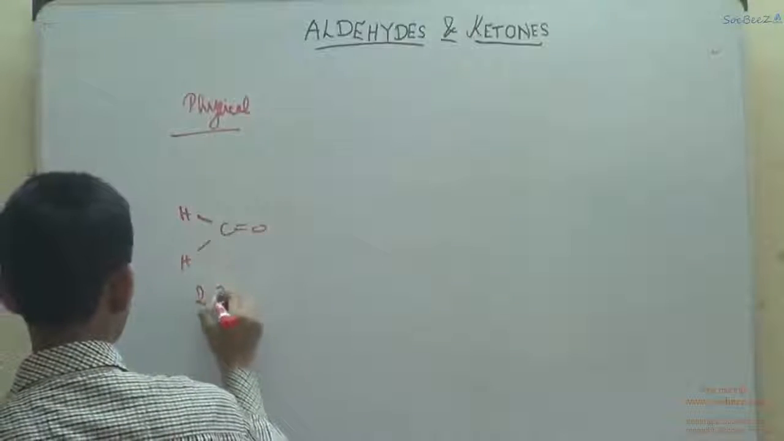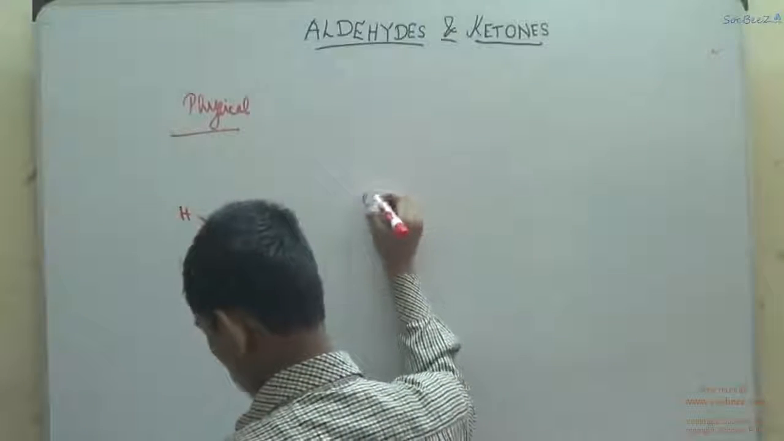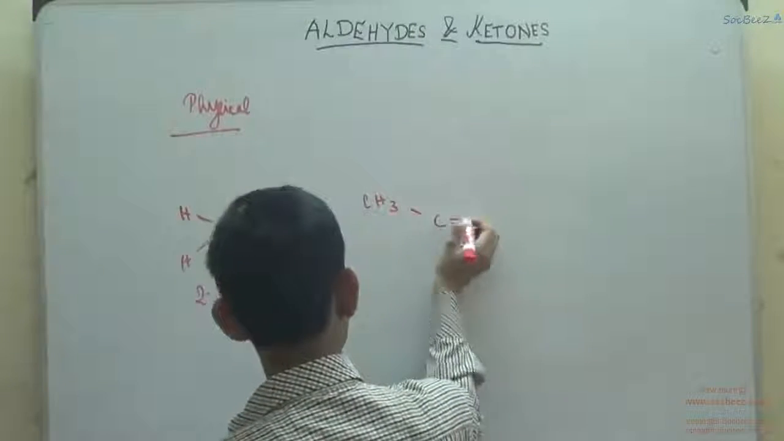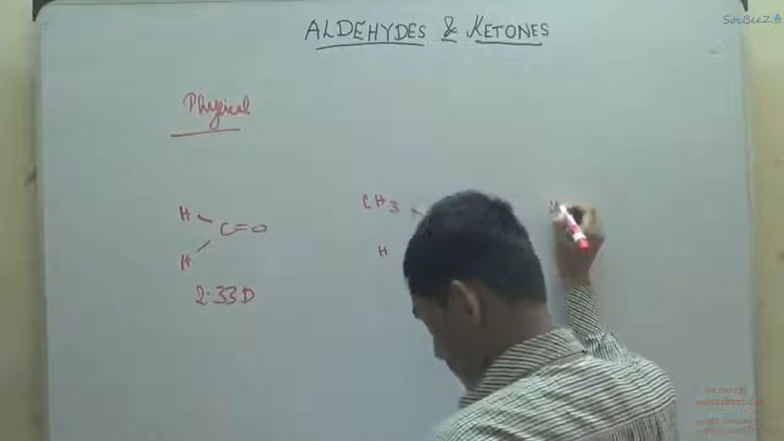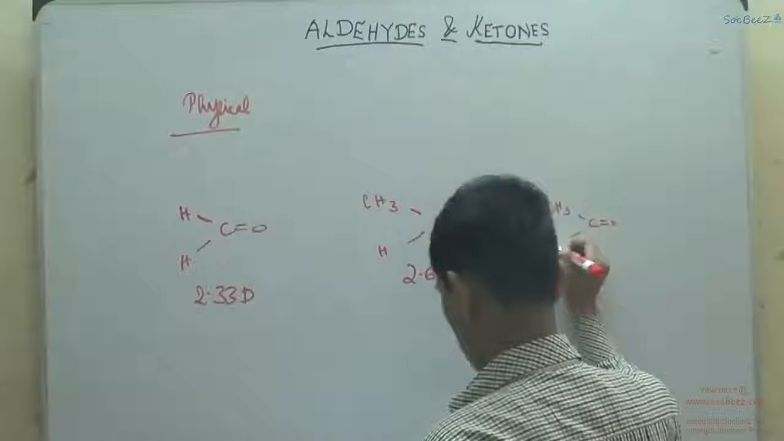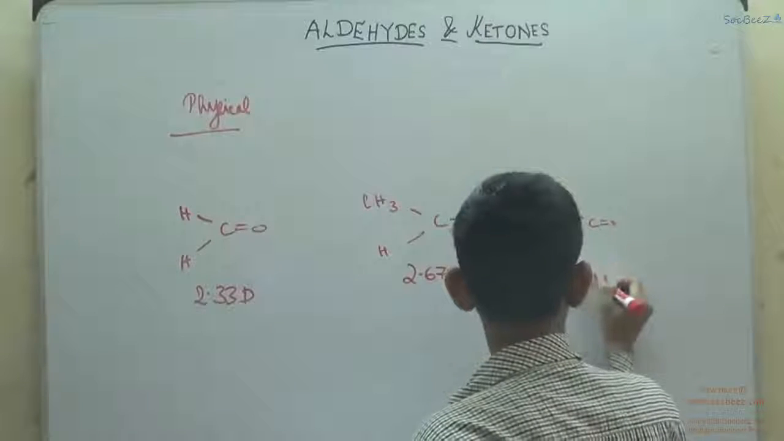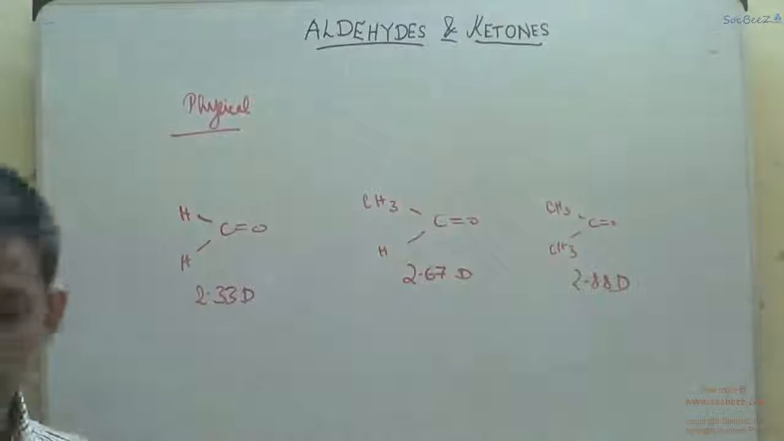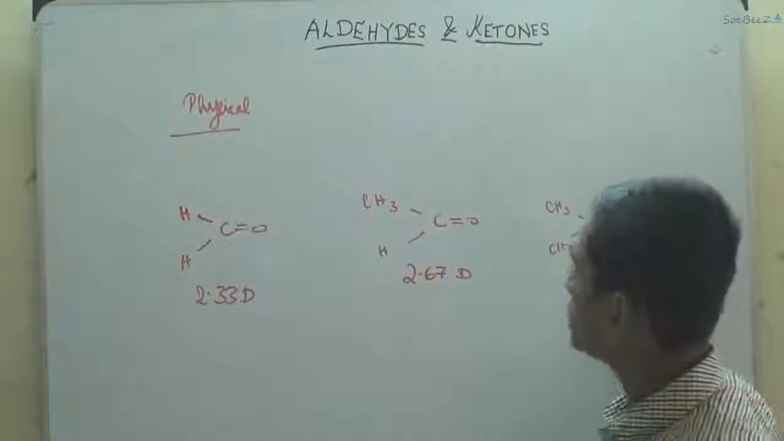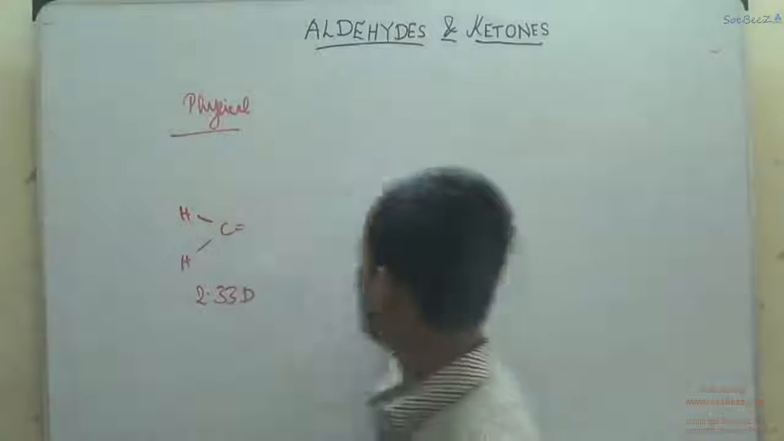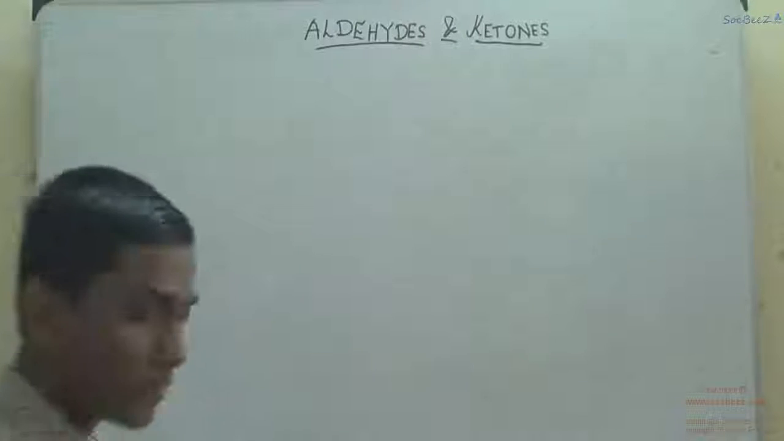So if you talk of dipole moment, this is basically a physical property. This is 2.33 D. This one is less polar, and this is 2.67 D, and this is 2.88 D, and you know all this from inductive effects and all. The polarity is clear, so let's not go into detail of this. So that's all to talk about physical properties.